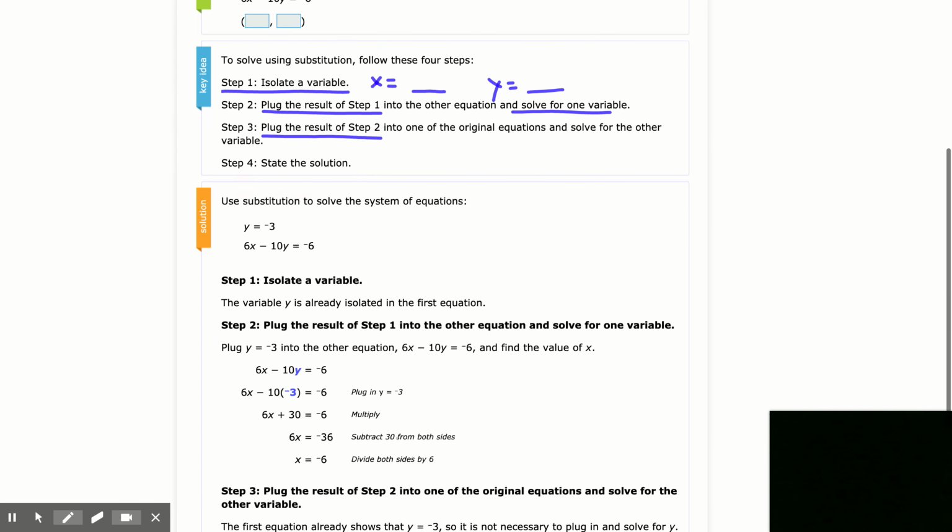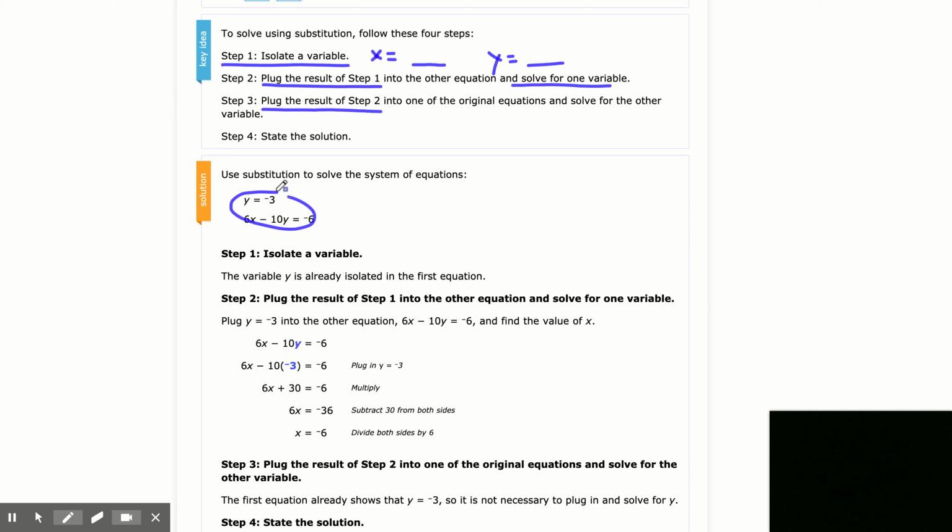So if we look down here, we have y equals -3, and then 6x minus 10y equals -6. I already have y isolated by itself, so I'm just going to put that into 6x minus 10y equals -6. So I'm going to put that y in here. When I do that, I get 6x minus 10 times -30 equals -6. If you look here, I'm solving for x. So then I have 6x, -10 times -30 is plus 300.